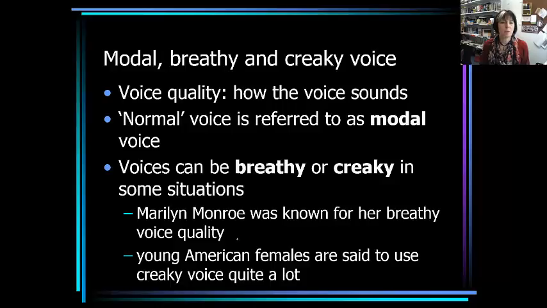Voices can also be breathy. You may remember we practiced this in English phonology. So breathy voices sound much more like this. And they can also be creaky. A creaky voice sounds like that. So this is a creaky voice quality. Marilyn Monroe is a good example of somebody with a breathy voice, and young American females are said to use quite a lot of creaky voice, but I hear it quite a lot with young British females as well.